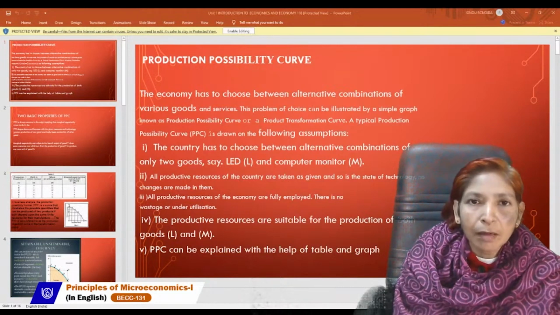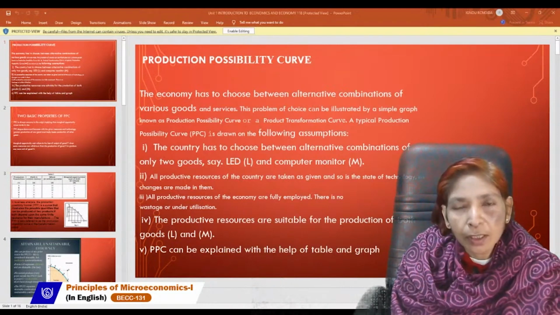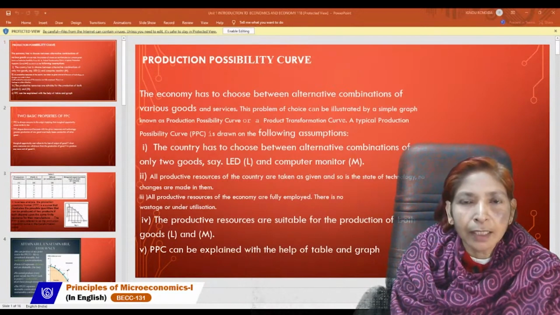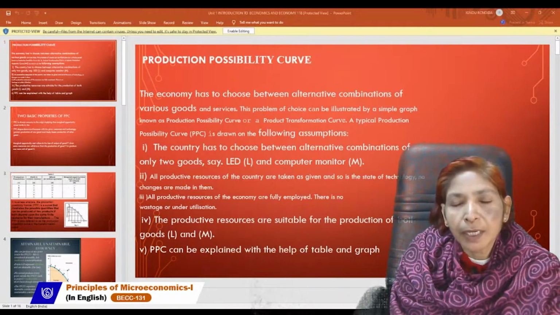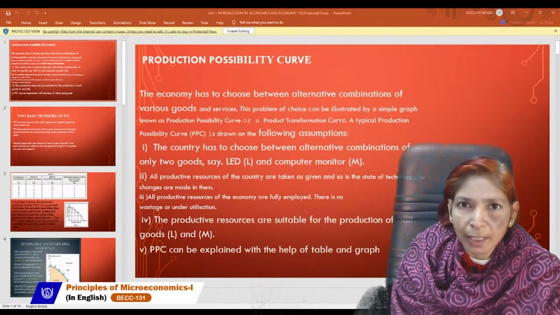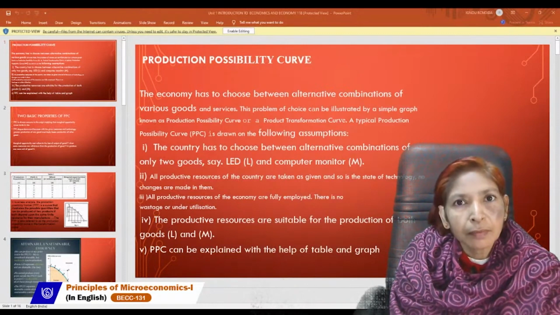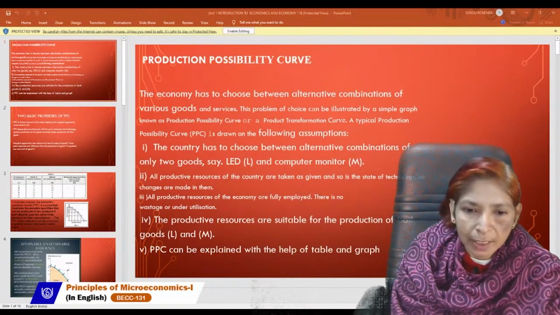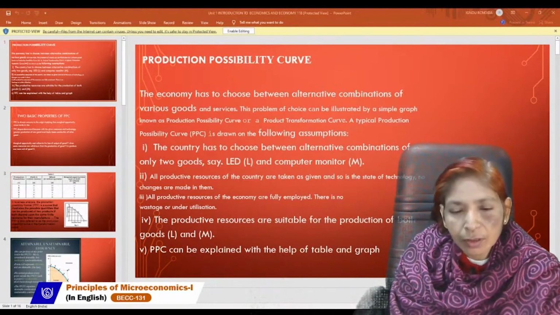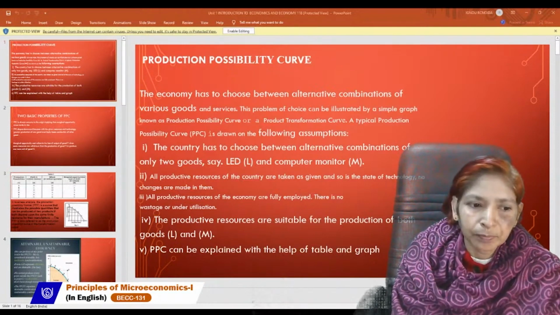Fifth point is microeconomics particularly focuses on price analysis, like determination of equilibrium price, how equilibrium price is determined, how the general price level is determined, or how partial equilibrium price is determined. But macroeconomics particularly focuses on income analysis.